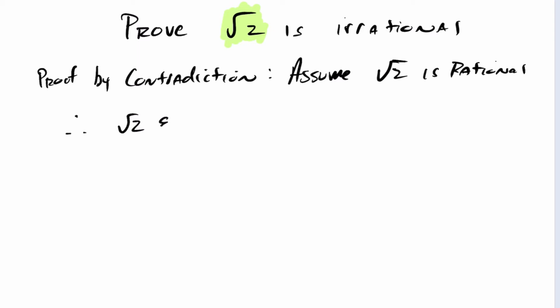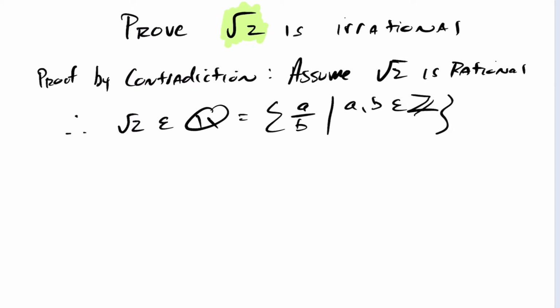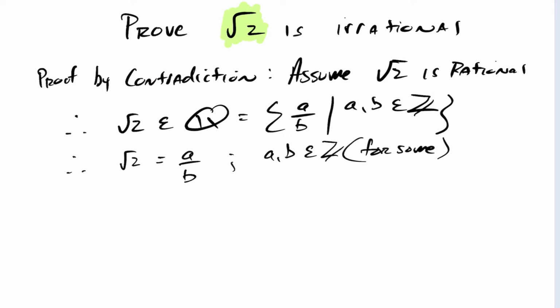Therefore, root 2 must be an element in the rational number system. Well, the rational number system is all the a over b's such that a and b are in the set of integers. So therefore, if root 2 is rational, then it would be fair to say that root 2 can be expressed as the division of two integers. So I can find two integers such that root 2 can be expressed as a over b.